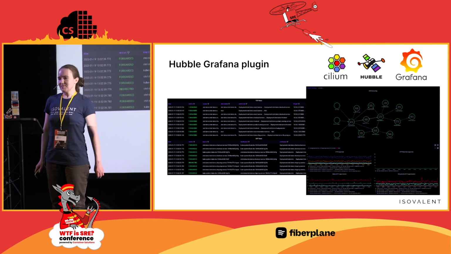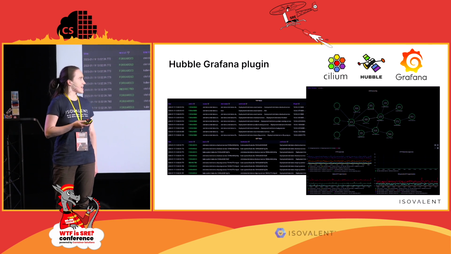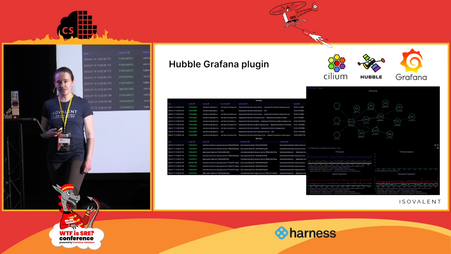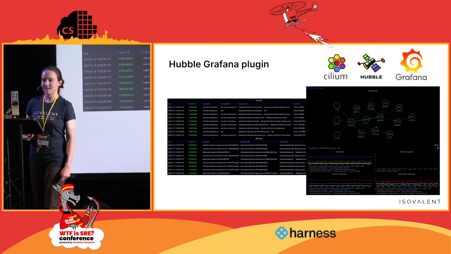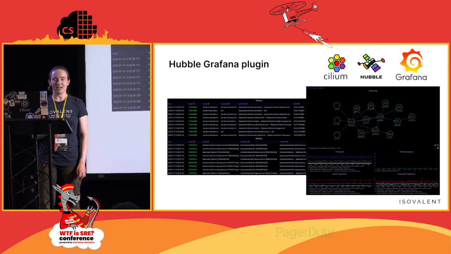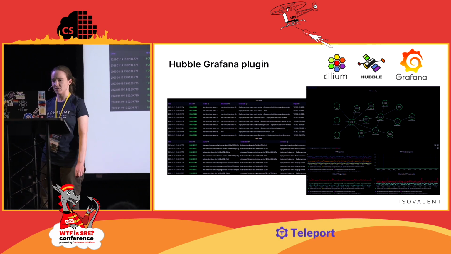So we have the Hubble Grafana plugin that allows us to visualize individual network flows that are happening, that are tracked by Hubble, and also visualize Prometheus metrics generated from these flows.